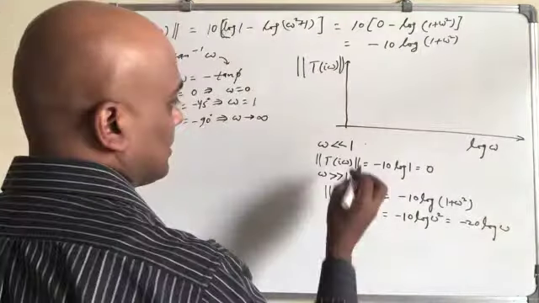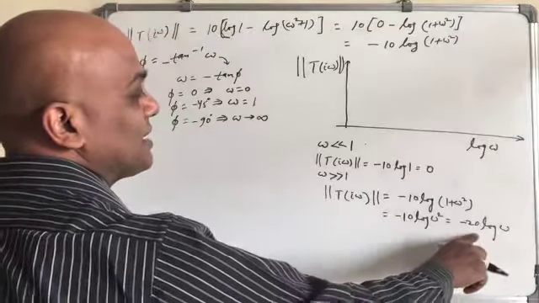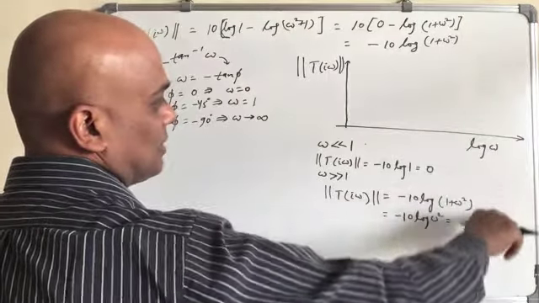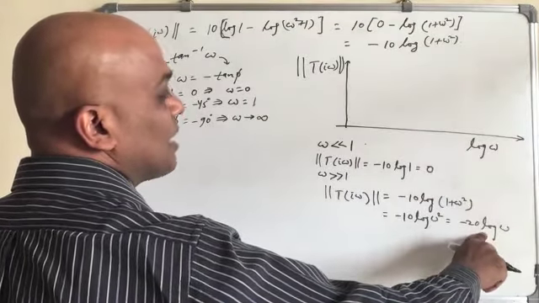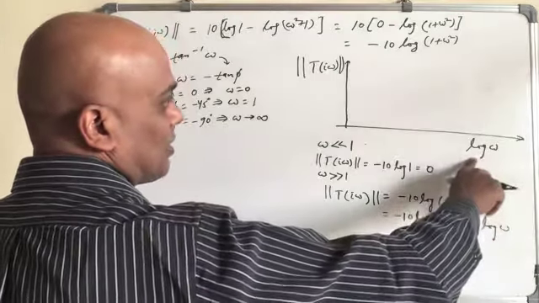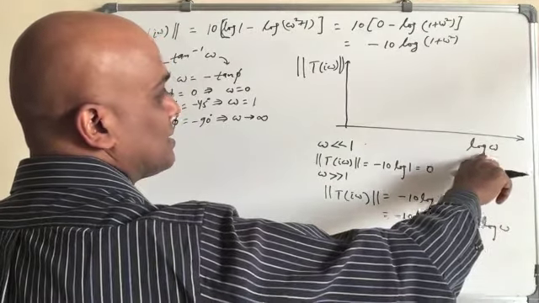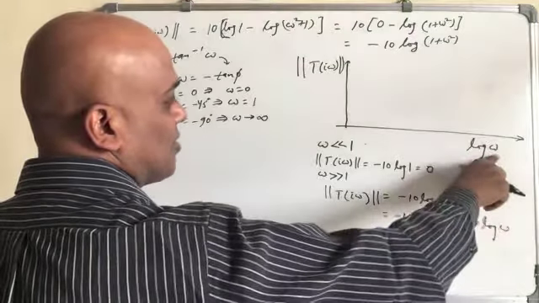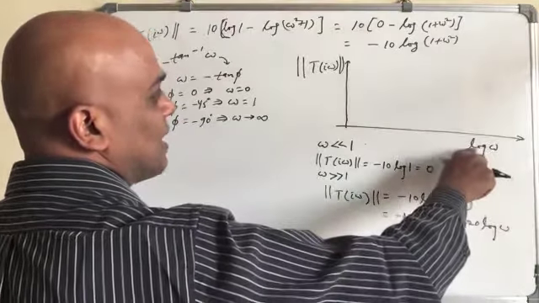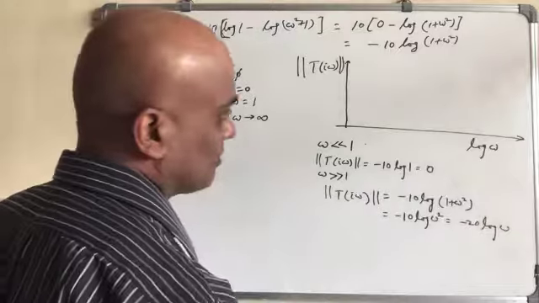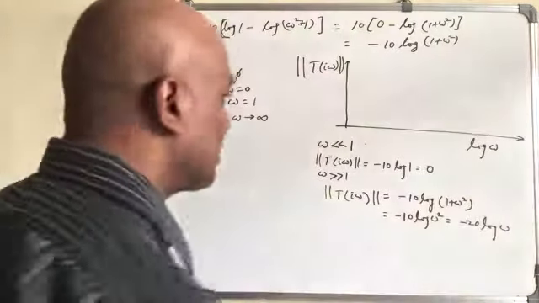Versus what? Versus log omega. So what we see here, there will be a slope. It is going to be linear, right? It is changing with log omega. This is directly proportional. That's how it becomes.